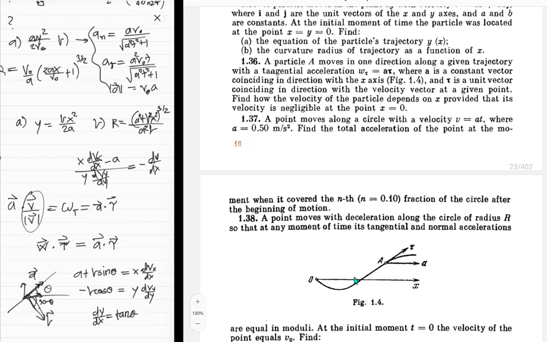When this was the first order differential equation, it was good, it was solvable, and now suddenly it's not because it's second order. Once again, what we need to find is how the velocity of the particle depends on x, while its velocity is at point x, 0, whatever. Once again, that's acceleration. Okay, you have to use Cartesian coordinates for this because this thing is along the x-axis, so that will be the easiest to do.